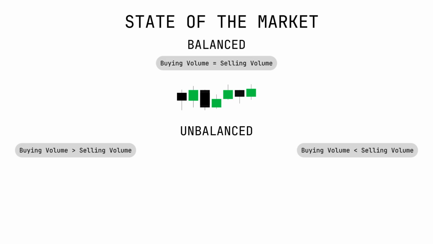The second type is the unbalanced state, which is more typical for any market. This occurs when the buy volume is greater than the sell volume, and the price rises, or when the sell volume is greater than the buy volume, and the price falls. We have sorted this out. The second factor is the efficiency of price delivery, which also comes in two types.